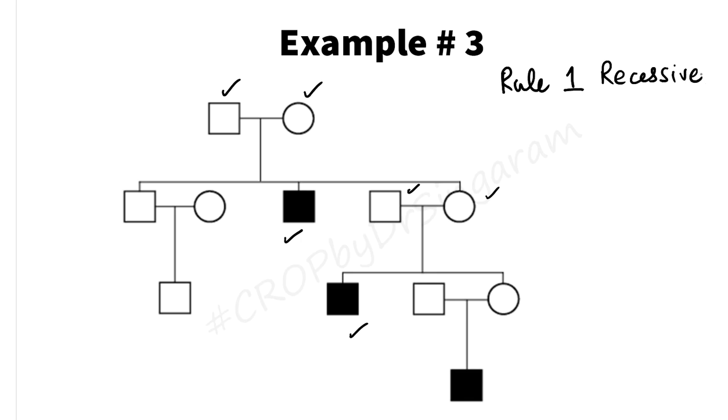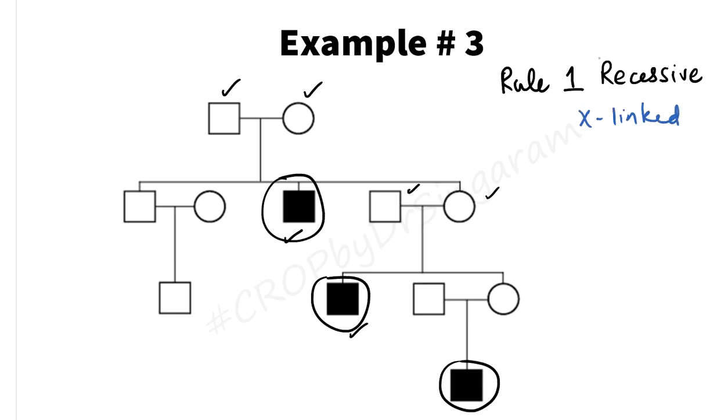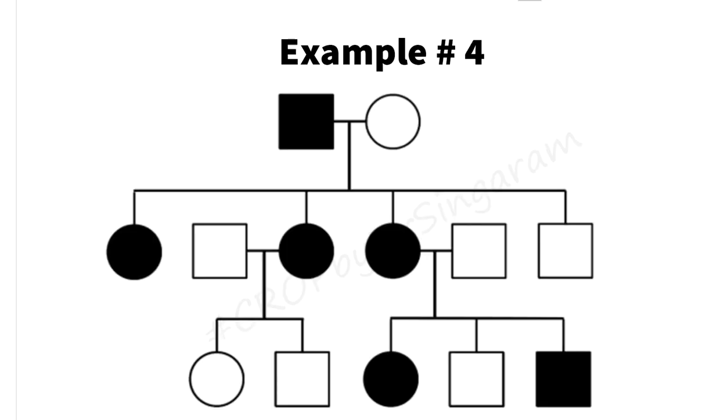And what is the next one you need to note? You can see that only males are affected. When only males are affected, automatically your diagnosis becomes X-linked recessive. That's all. Very simple. This is a classical case of X-linked recessive pedigree. You need not apply any further rule because the rule number 1 is already applied. That's all. Let us look at the next example.